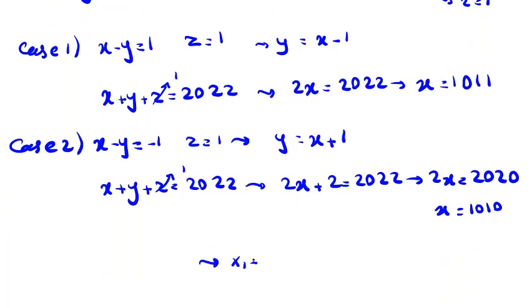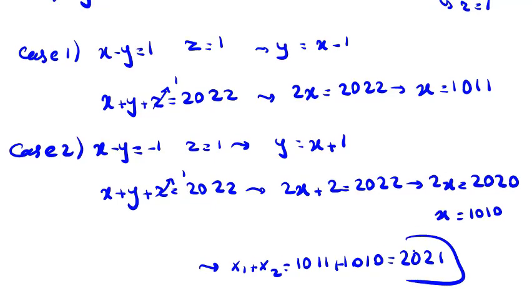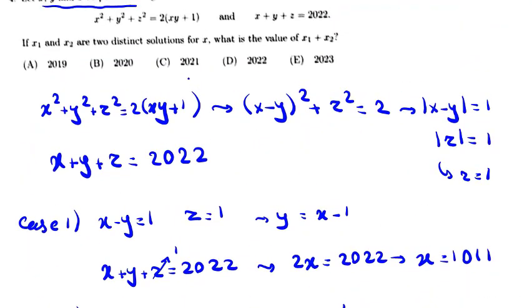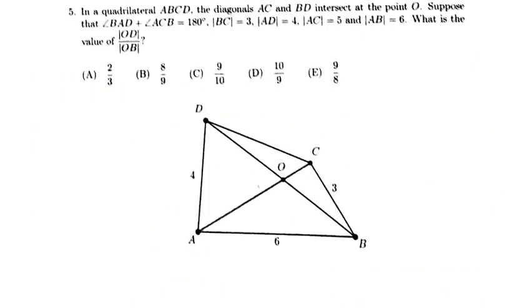The problem says x1 plus x2 is what? So it is 11 plus 10. If we add up these two numbers, it will be 21. So the answer is C.